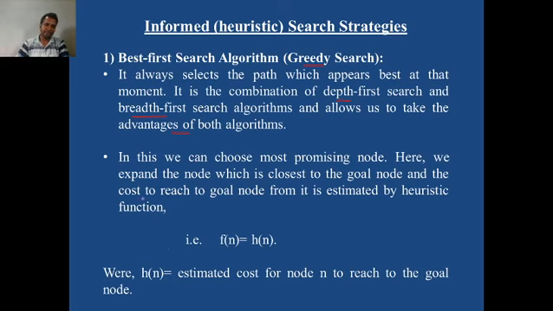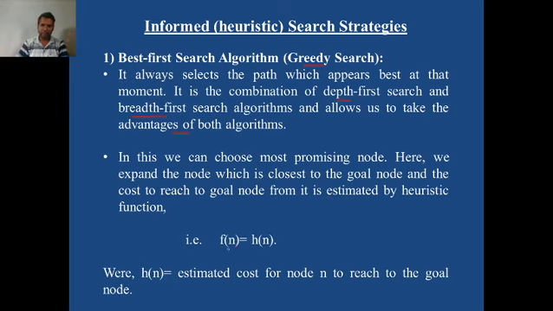Just read this. In this we can choose the most promising node. Here we expand the node which is closest to the goal node, and the cost to reach the goal node from it is estimated by a heuristic function, okay. So we will go through these theoretical points later on. First of all, we will go through the problem so that we will understand these theory points as well.